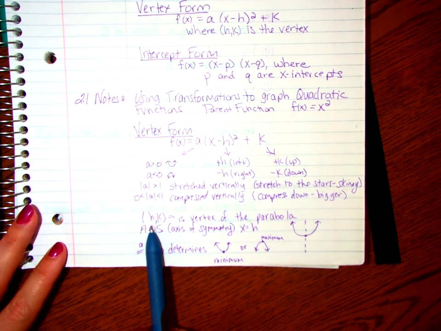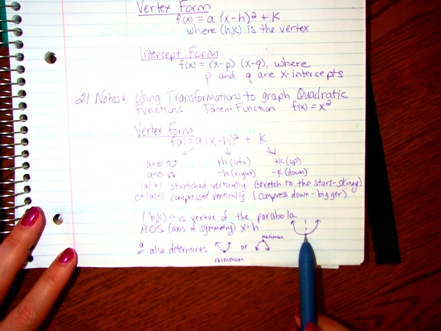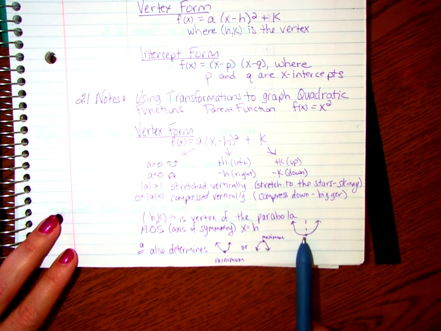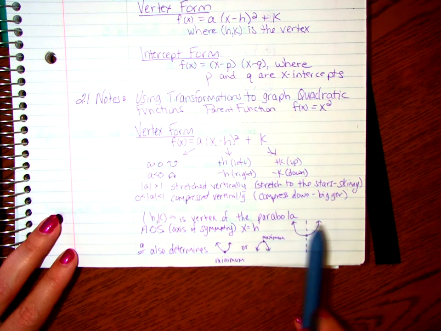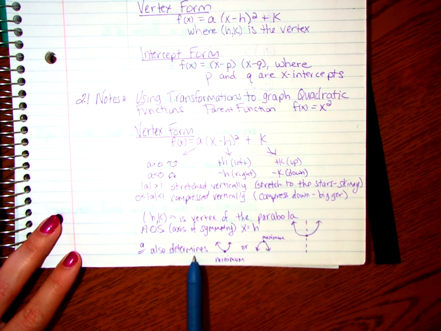So again, your h, k is your vertex of the parabola. So that's this point right here. The axis of symmetry is the x value, because this has an x and y value. If you were to fold this in half, they're identical on both sides. So a also determines, depending on if you're upright or flipped over, if you're a regular parabola, you have a minimum point. And if you're flipped over the x-axis, you're going to have a maximum point.